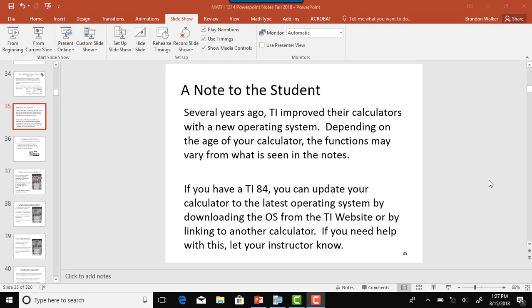Okay, so I want to continue with some graphing calculator videos just to help you if you need it. I know some of you have a lot more experience with the graphing calculator than others, so hopefully this will help those of you who do need it.